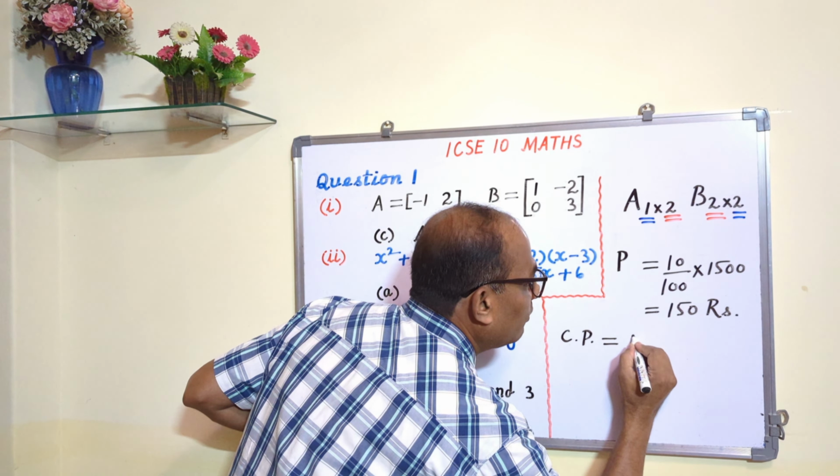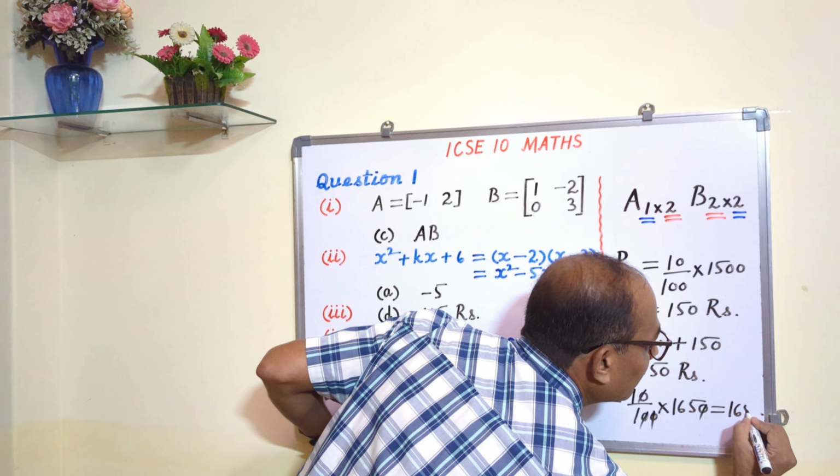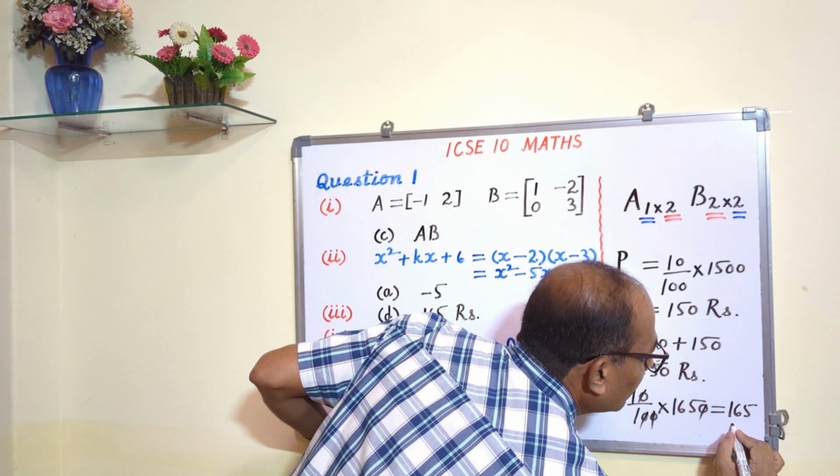Now GST paid by the customer. I am writing in short GST. GST paid by the customer is how much? 10% of 1650. So 10 into 10, second zero, 165 is remaining. 165 rupees. Alright, so a very simple calculation, the knowledge of percentage. Option D, which is 165 rupees, is the correct answer.